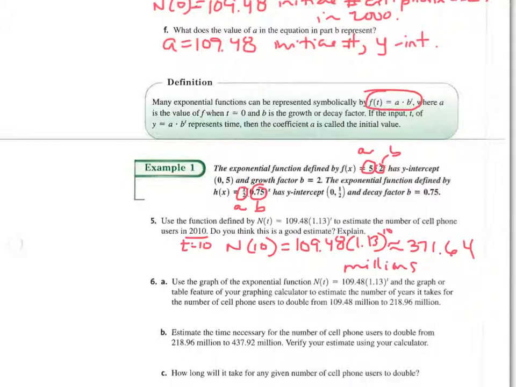Then they asked, is that a good estimate? It depends. We don't know what the trend is going to be past 2006. According to our table, it only goes through 2006, so it may not be a great model. We're way outside the data. The data ends at t being 6. This is 4 years past that. So it's extrapolation, and it may not be the best amount.